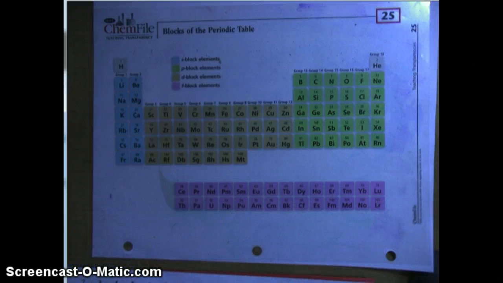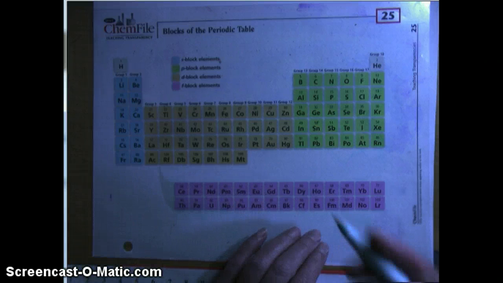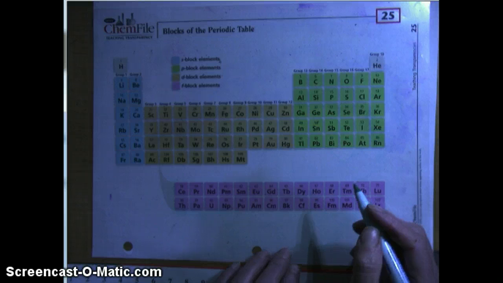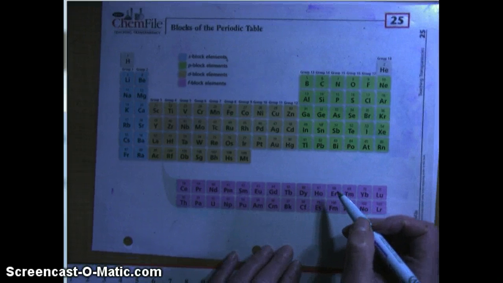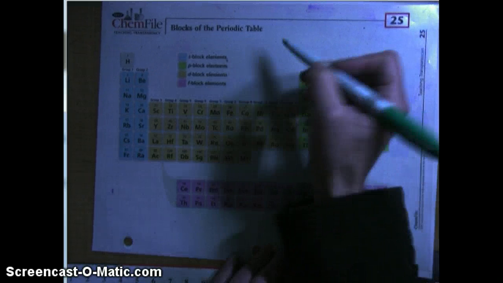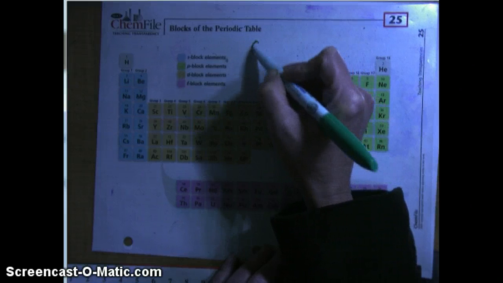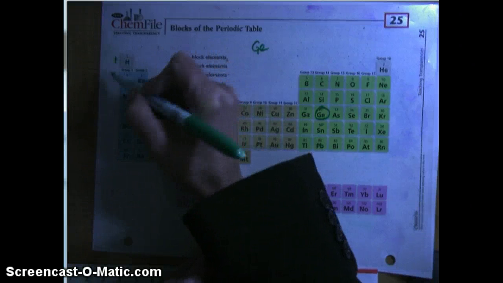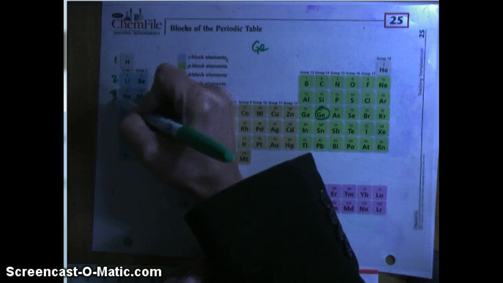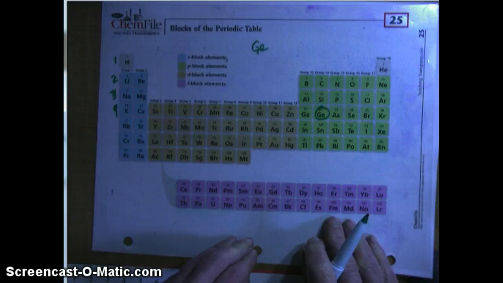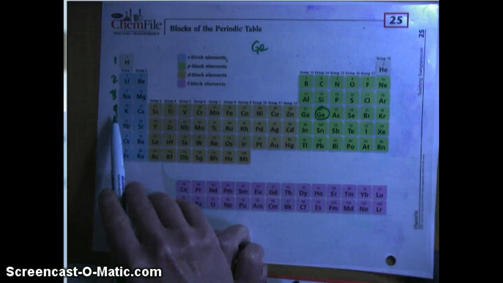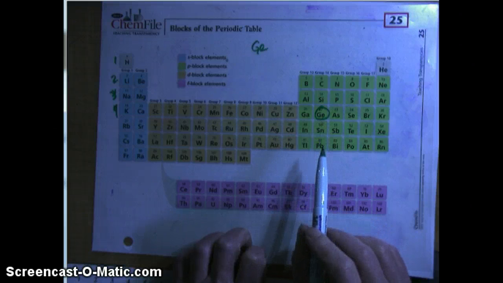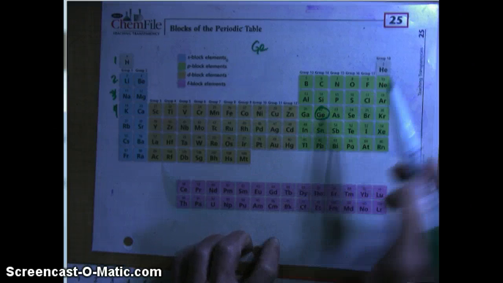So the noble gas configuration is a shortcut way of doing an electron configuration. So if we look at the electron configuration of germanium, for example, germanium is on the 4th row. So it's going to end in 4p, and there's 1, 2. So that's going to be the very last part of germanium.